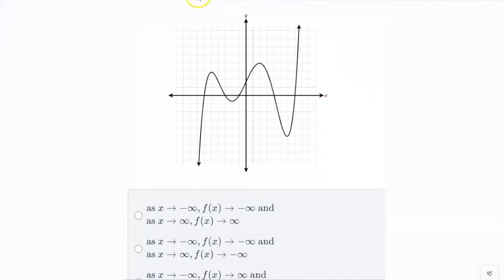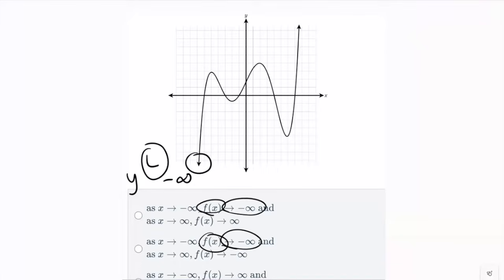All right, so what's happening on the left side? So here's the left side. What is happening on the left side at the end? It's going down. So down is to where? Negative infinity. So y is going to negative infinity. So f of x is going to negative infinity.